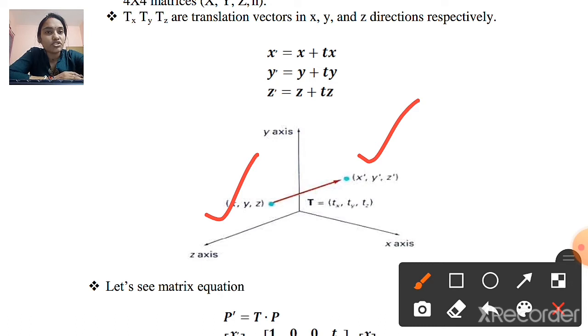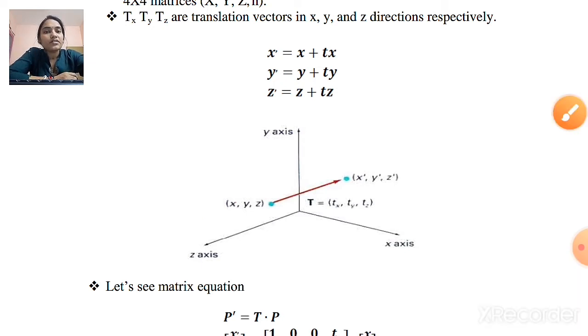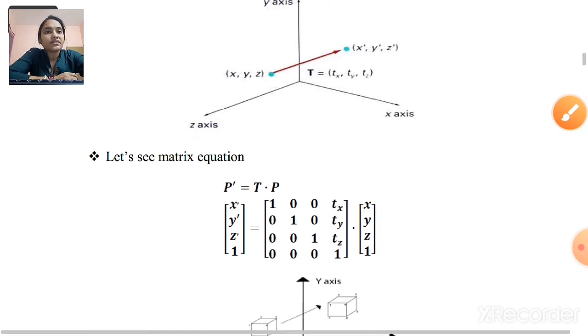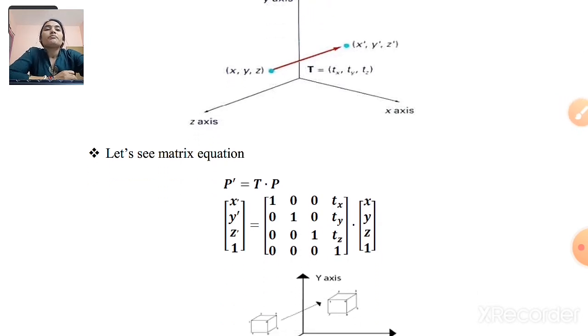This blue lamp point is your P dash. That means this one is your source location and this one is your destination location, and the distance from source to destination is your translation vector t. Okay, so let's see the matrix equation. P dash equals t into P.